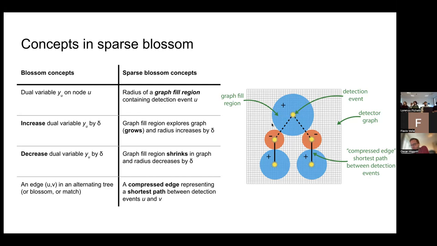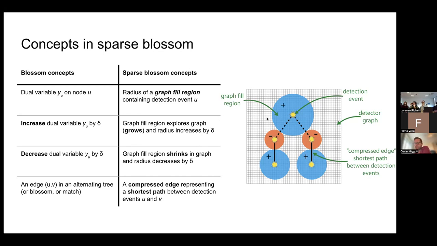I mean, the circle, it's not literally a circle. It's just a cartoon schematic. But the detection event is the source, and then the radius of this exploratory region corresponds to this dual variable in the original blossom algorithm. And so whereas in the original blossom algorithm, you might increase this dual variable on some node by some amount delta, instead in sparse blossom, we will grow this exploratory region by some amount delta.